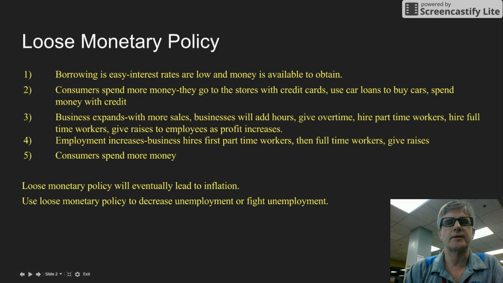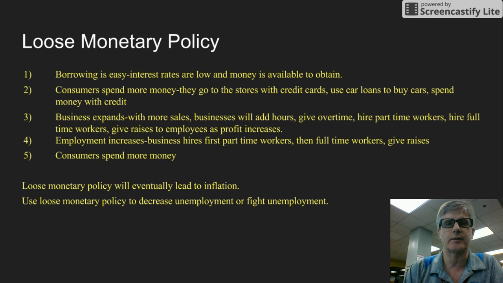Loose monetary policy is characterized when borrowing is easy, interest rates are low, and money is available to obtain. And when borrowing is easy, consumers will spend more money. They go to the stores with credit cards, car loans to buy cars, spend money with credit. And when people are going to the stores buying things, businesses expand with more sales. And then with more sales, these are the things that happen to the employees and to basically jobs.